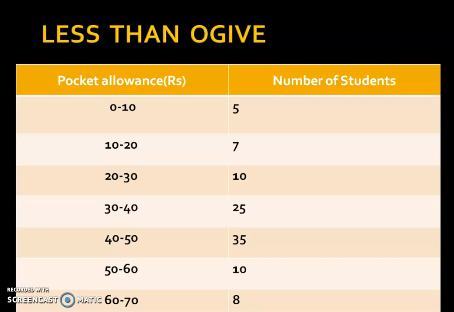So the first and foremost step to construct a less than ogive is to find out the cumulative frequency, because we will represent the cumulative frequency in the y-axis. So that is the first step to construct a less than ogive.